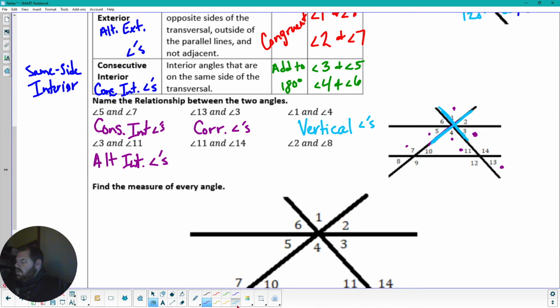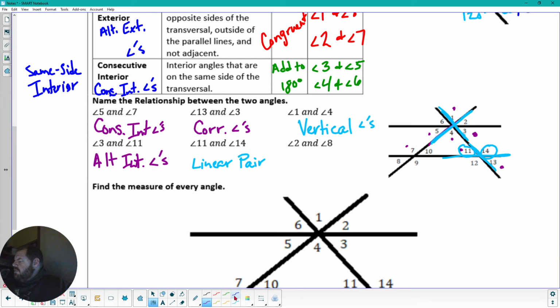Okay, the next one we have is 11 and 14. 11 and 14 are formed by these 2 lines crossing, and that's it. And we have 11 here and 14 here. They're not vertical angles. They're not across from each other. They're not across the vertex. They're right next to each other. And they form a line. They're a pair of angles that form a line, which makes us think about a linear pair. Again, that's a throwback answer, okay, but we can't forget about it.